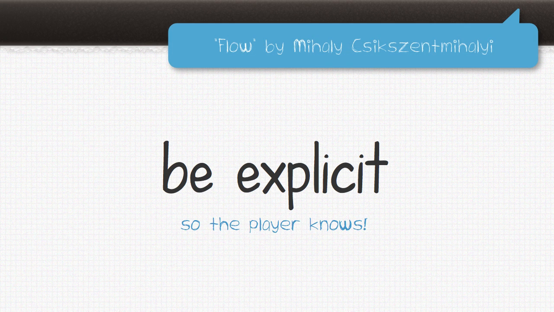The player will definitely appreciate your effort because with explicitly presented or introduced interface elements, he doesn't have to guess, he knows. And by knowing, he feels in control, which is one of the conditions to enjoy your game, to achieve flow. If you want to know more about flow and why it's necessary for games, check out Michael Csikszentmihalyi's talks and books. You will find the links below the video.